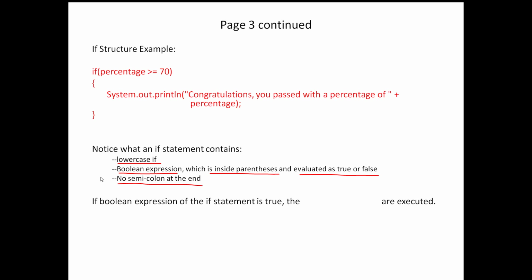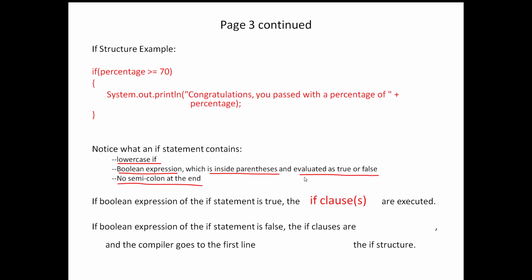And so if the Boolean expression of the if statement is true, the if clauses are executed, which we've already talked about. If the Boolean expression of the if statement is false, the if clauses are bypassed. You could say skipped or overlooked, whatever, but they are bypassed, and the compiler goes on to the first line after the if structure. And so you've got to know where the if structure ends. It starts with the if statement and ends with the last curly brace.